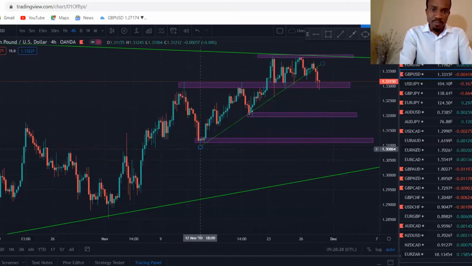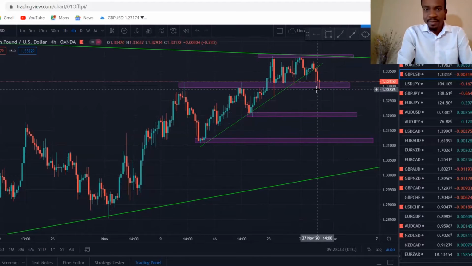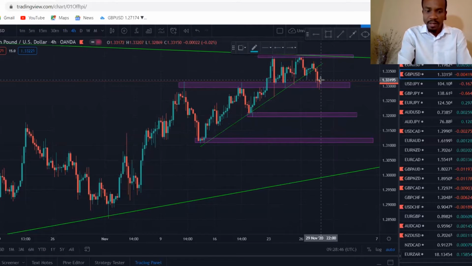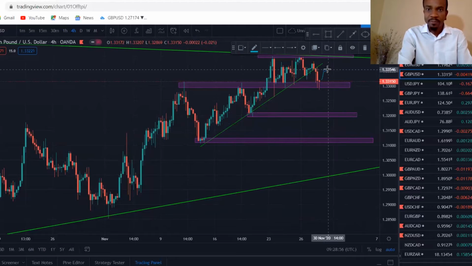And also price has broken this trend line on the 4-hour. So what we'll be expecting from Monday is to check what price does around this support. If price doesn't break this level, we're expecting price to shoot a little bit back to the upside and test these regions, around 1.33550 or 1.33540 areas. So we're expecting price to go and test those regions there.